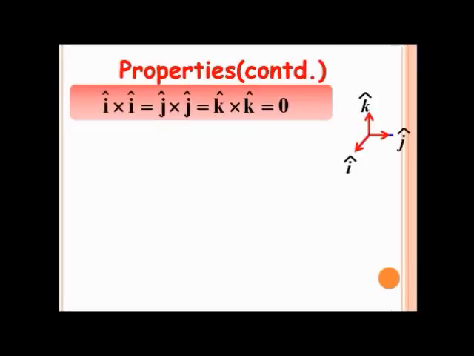Now in case of 3D notations, we have 3 dimensions I, J and K. Similarly, this is one more important property. I cross I equals J cross J equals K cross K will be 0, obviously, because in case of I cross I, the angle between I and I is 0 degree, sin theta is 0, so 0.